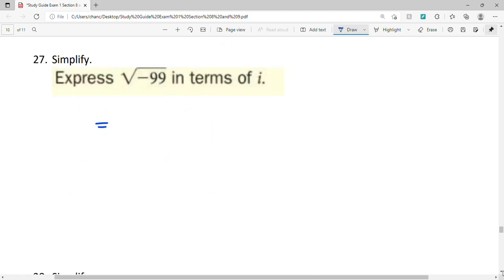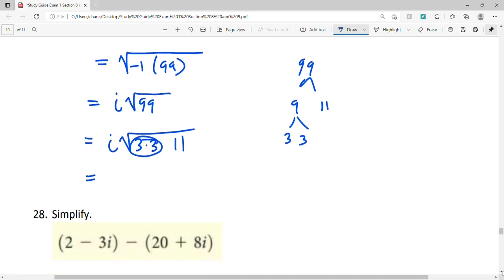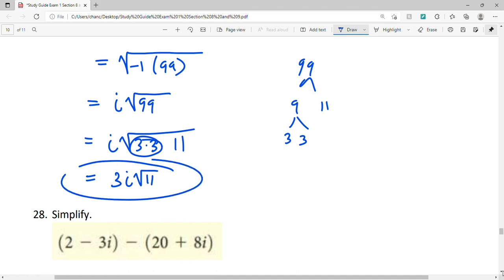For example 27, we'll rewrite negative 99 as negative 1 times 99. And we could break down the square root of negative 1 as i root 99. Now what is the square root of 99? We could use the factor tree. It's 9 times 11 and 3 times 3. So we could rewrite this as i root 3 times 3 times 11. We'll circle the pairs, bring that to the front. That gives us 3i root 11. That's our solution for example 27.